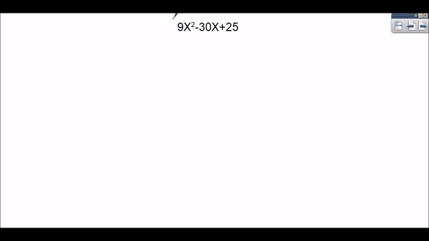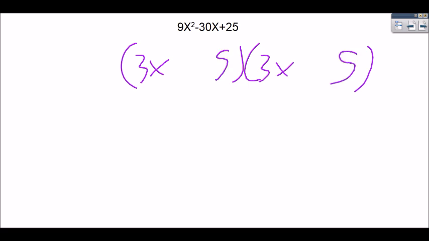If my A term is perfectly squarable and my C term is perfectly squarable, I'm just going to do 3x and 3x. Then I'm going to do 5 and 5, but they have to subtract to 30, so I'm just going to do negative and negative, because negative times negative will give me positive 25, but add up to my negative 30. These match, which means I combine them and then add a square.